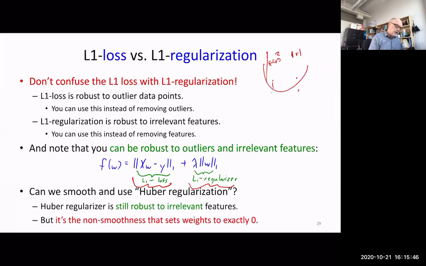regularization. An obvious question is, can we sort of Huberize this regularization term? And the answer is sort of in between. The Huber regularizer is still robust to irrelevant features, but because it's actually quadratic here, it doesn't actually do model selection in the way you would want it to, because it has the diminishing returns problem that the squared loss does near zero. Okay, so you can't just replace this with a Huber loss and make everything smooth, because you won't get weights that actually equal zero.